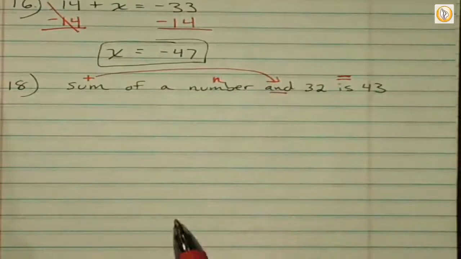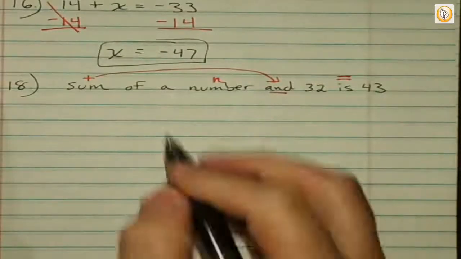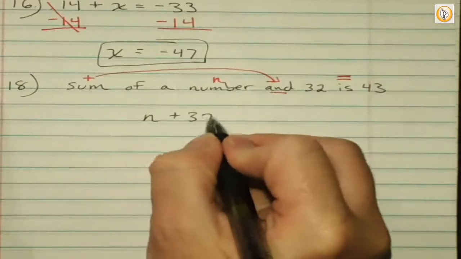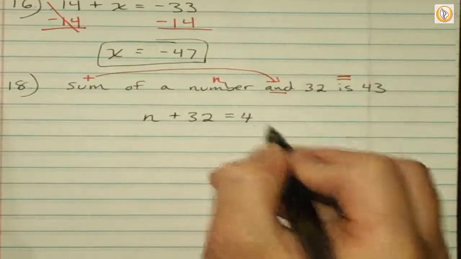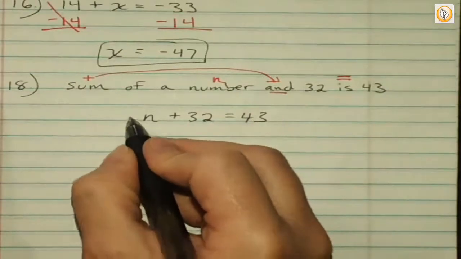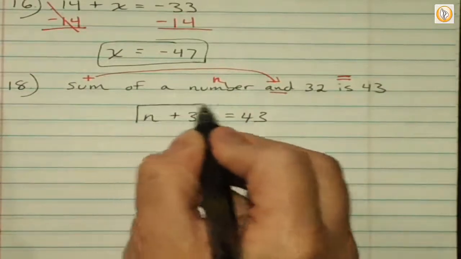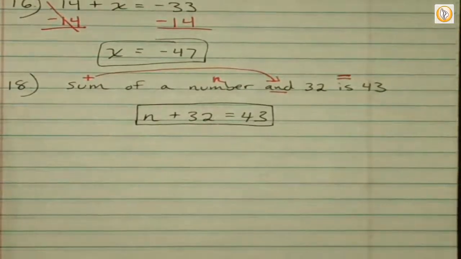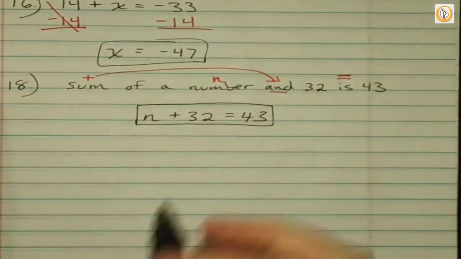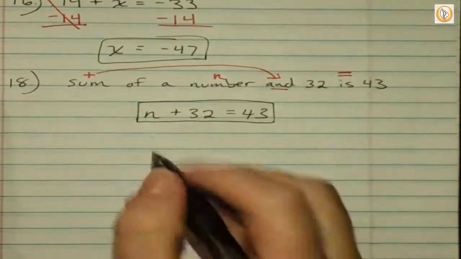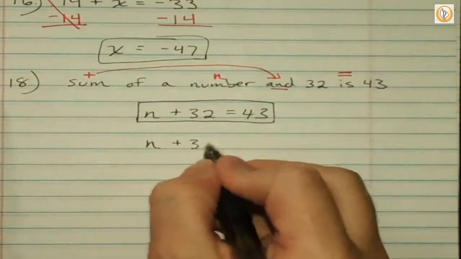Y'all should have yours looking like this. So then what's my equation look like? n plus 32 equals 43. Now listen Natalia and everyone, that's your first answer. The directions have you doing two things. The first is to write your equation. That's your first answer. The second is to solve it.